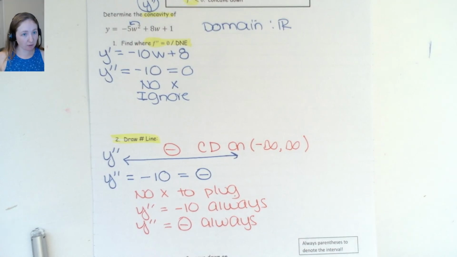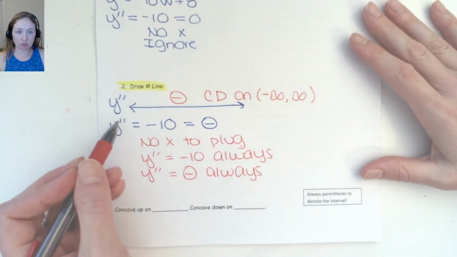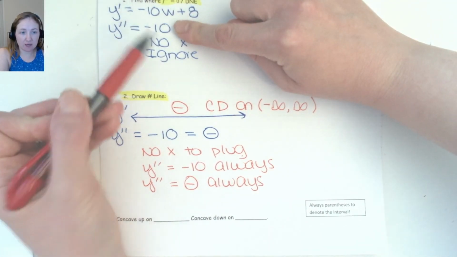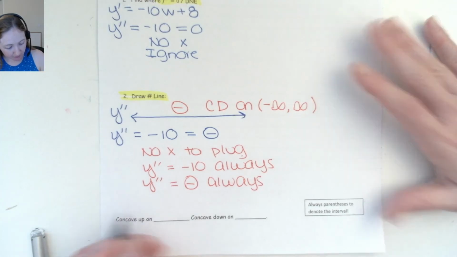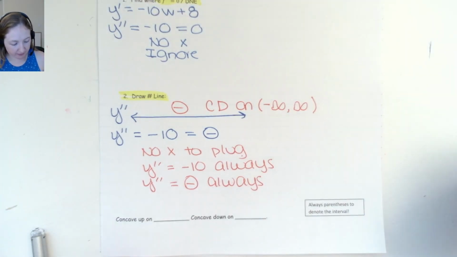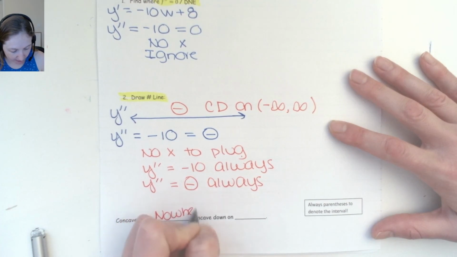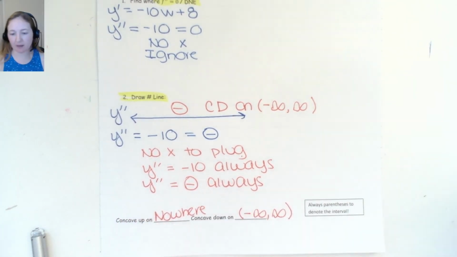So this question is a little different. We have no x to solve for. We just have a negative 10 derivative. Technically, we didn't need to draw the number line. We could have up here just noticed that negative 10 is always negative, so therefore it's concave down. But it's good to just draw the number line, have that discussion. So concave up is nowhere, and it's concave down from negative to positive infinity.